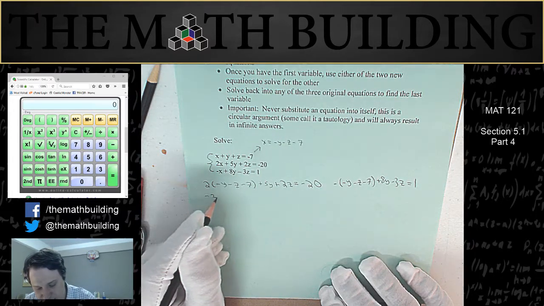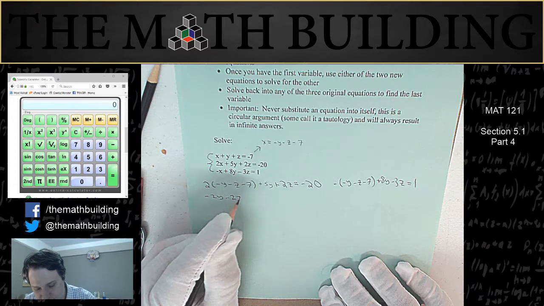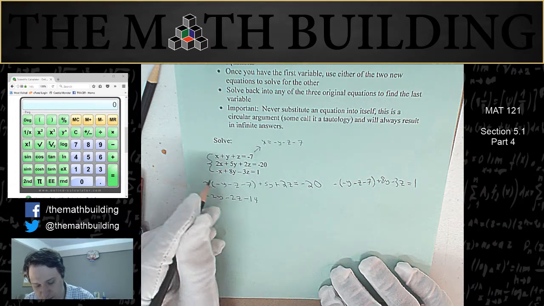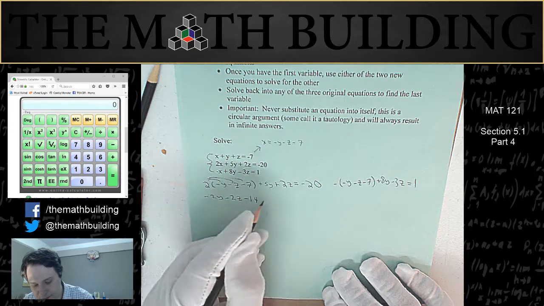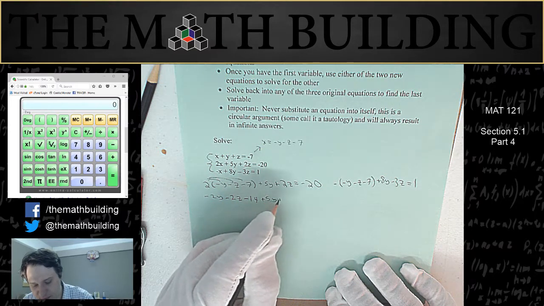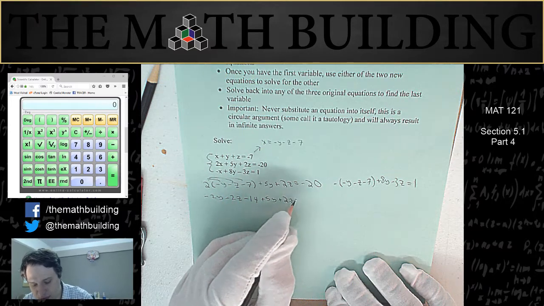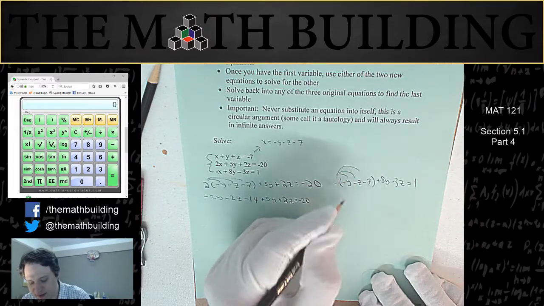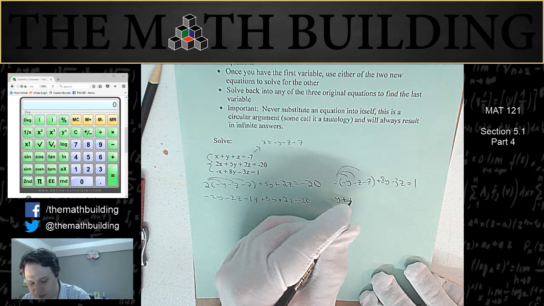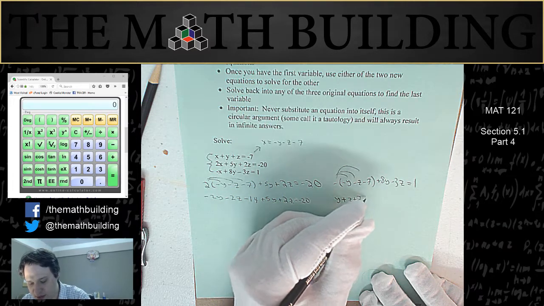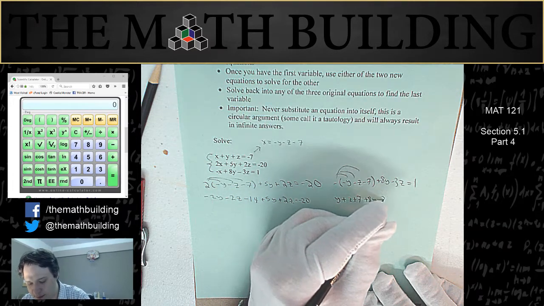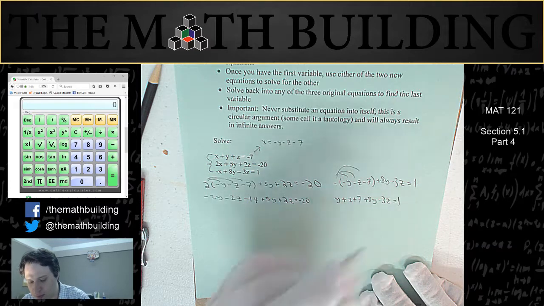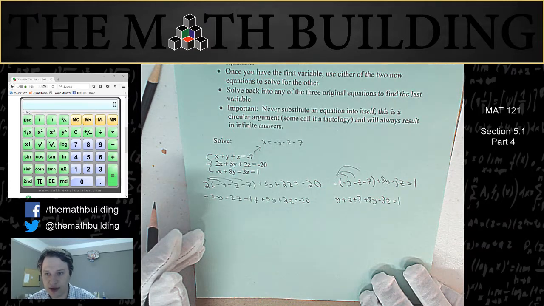So this one is -2y minus 2z minus 14 when you do the distributive property, plus 5y plus 2z equals -20. And doing the distributive property on the negative sign gives us y plus z plus 7 plus 8y minus 3z equals 1. Okay, so there we go.